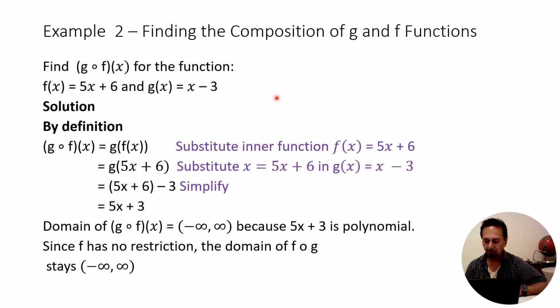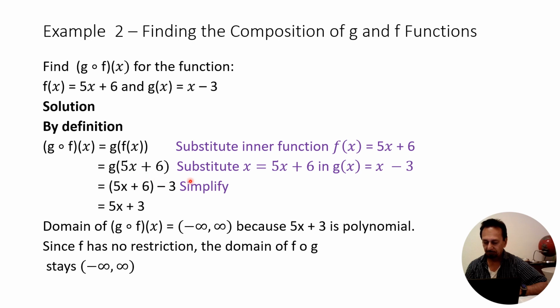So it is example 2. F of x is 5x plus 6, g of x is x minus 3. And we have to find the composition of g and f. So we write composition of g and f by definition is g of f of x. So here f of x is 5x plus 6. So we're going to replace first f of x with 5x plus 6. So now we're going to find g of 5x plus 6.